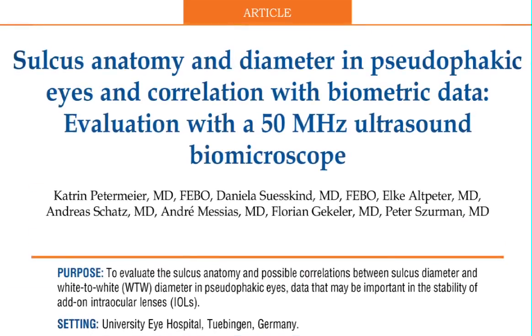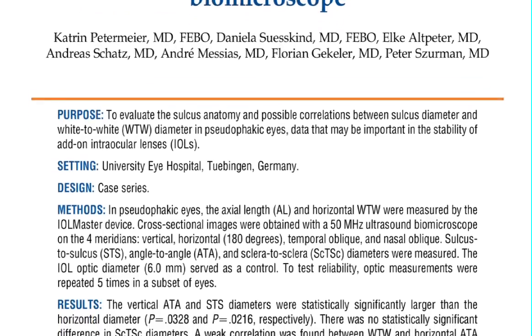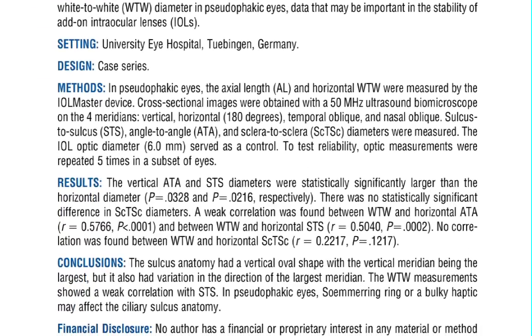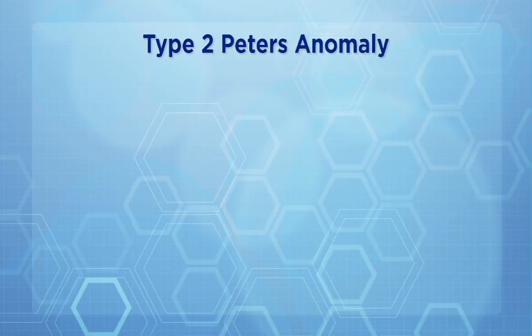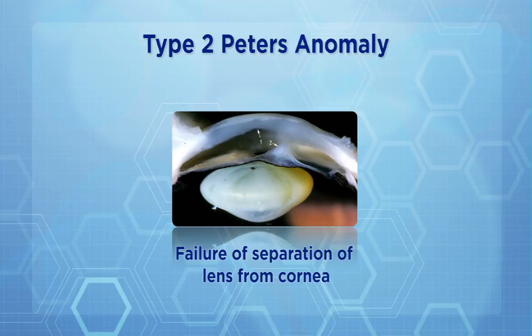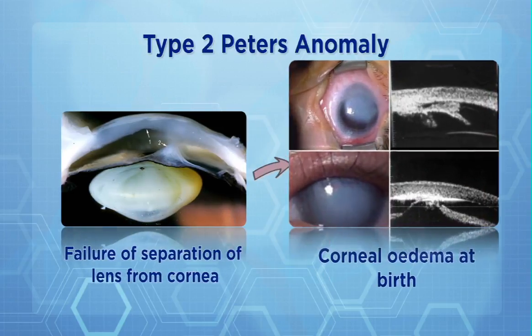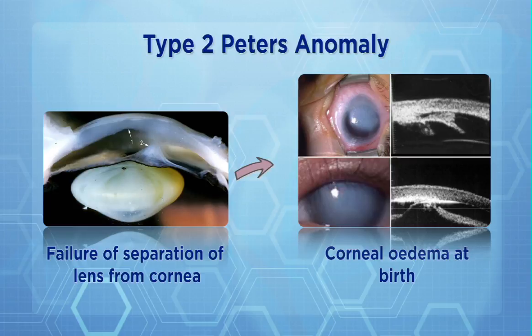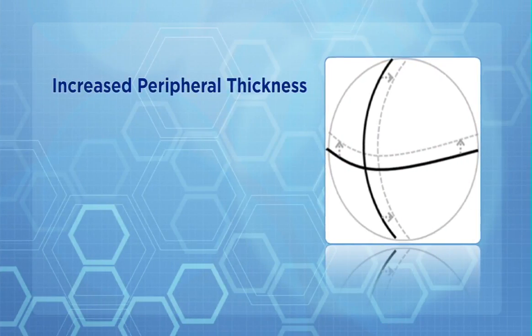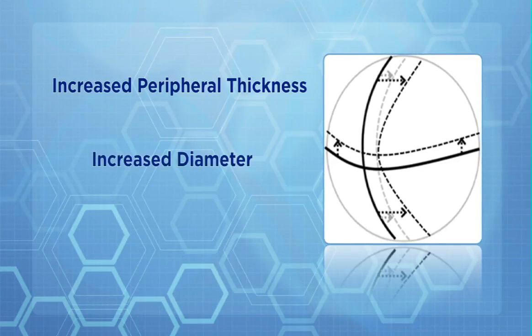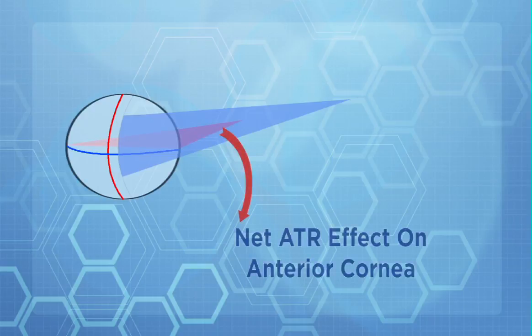This also corroborates with the sulcus to sulcus measurements, which have been shown to be more in the vertical compared to the horizontal meridian. Indirect evidence of the theory comes from the type 2 Peters anomaly, in which there is a failure of separation of the lens from the cornea, leading to keratolenticular adhesions and corneal edema at birth. Thus, both the factors, that is, increased peripheral thickness and increased diameter in the vertical meridian, when combined, contribute in making the posterior cornea a comparatively stronger negative surface in the vertical meridian, hence exerting an against the rule astigmatism on the anterior cornea.